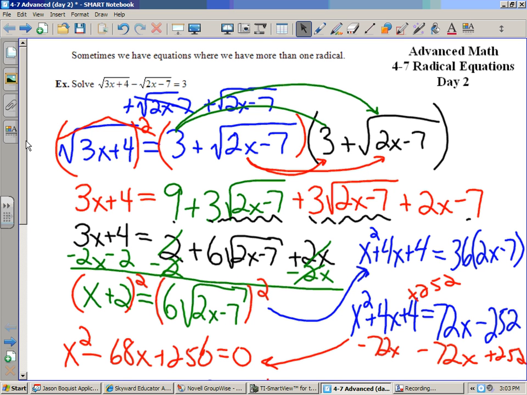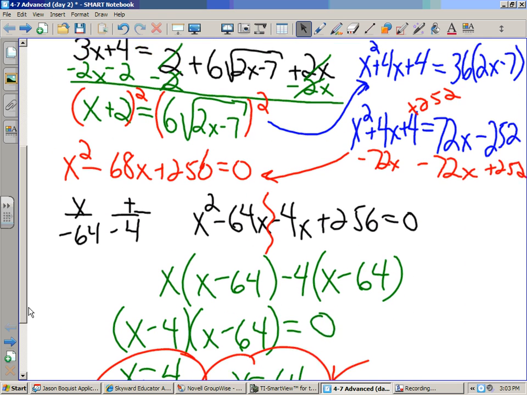So we got it by itself. We squared to get rid of it. Unfortunately, we did have to FOIL on this side. It got kind of long. We combined stuff. And then we only had one radical, so we had to get rid of that one. So we got rid of the radical.